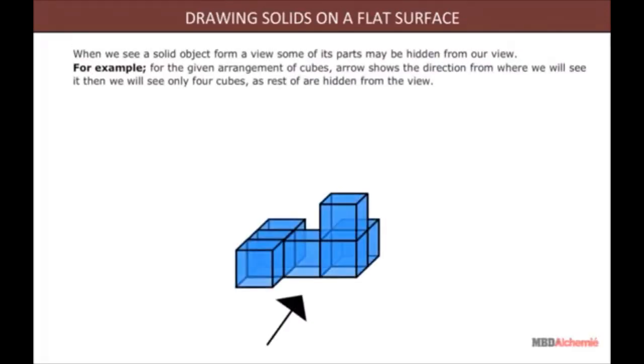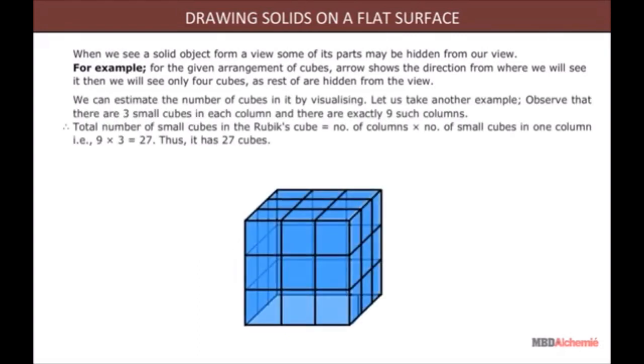When we see a solid object from a view, some of its parts may be hidden from our view. For example, for the given arrangement of cubes, the arrow shows the direction from where we will see it, then we will see only 4 cubes, as the rest are hidden from the view. We can estimate the number of cubes in it by visualizing. Let us take another example.